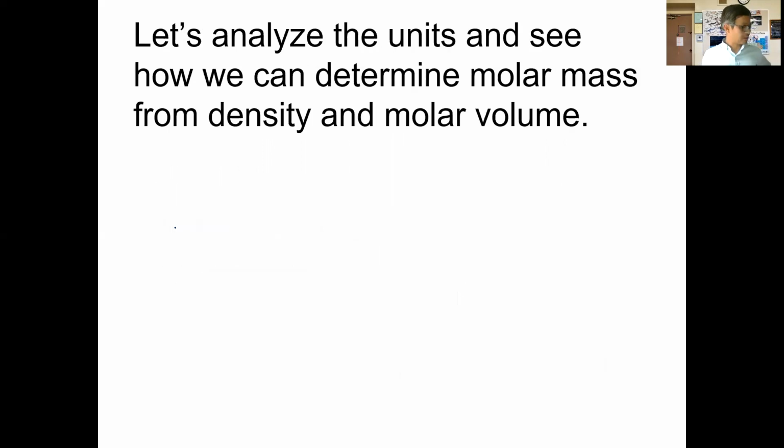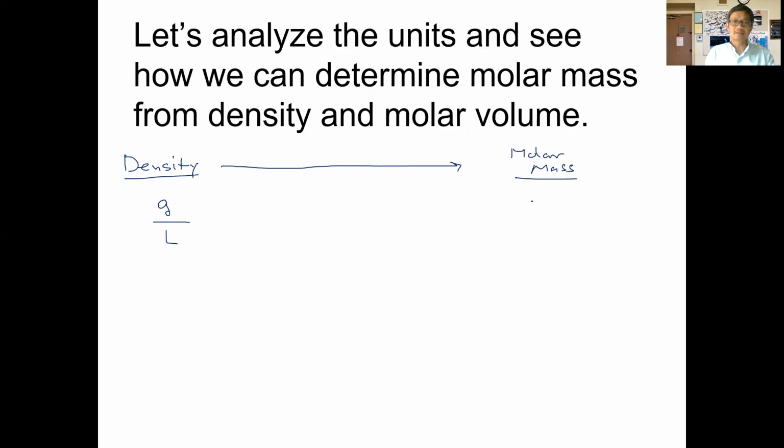I want to start to show you how this works by just analyzing some units here really quickly. So let's consider this here. I'm telling you that if we start out with density, the units for density then you recognize can be grams per liter, so mass over volume. And from here we can go ahead and find the molar mass of the substance, so the molar mass of the gas, and the molar mass then, remember, is in units of grams per mole.